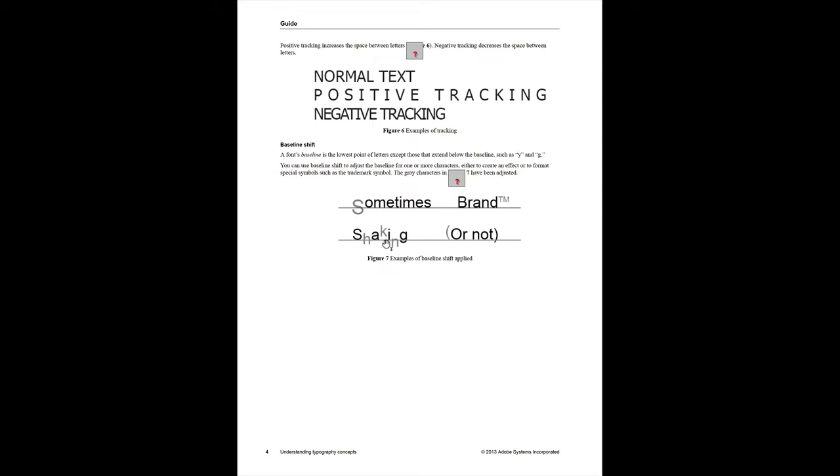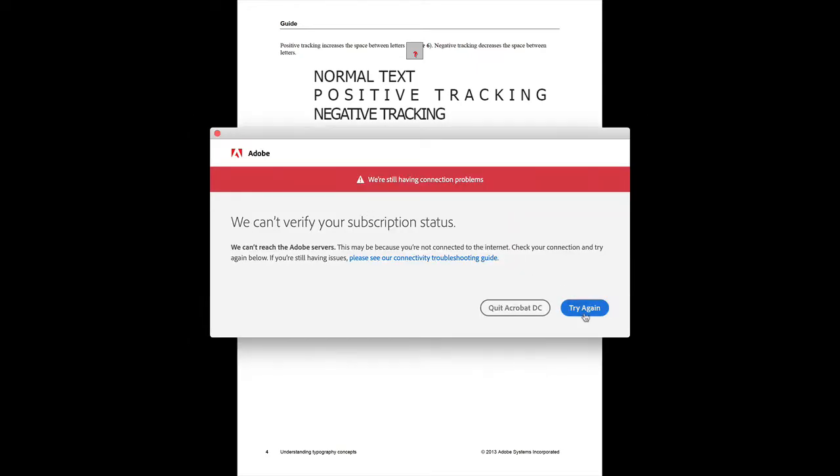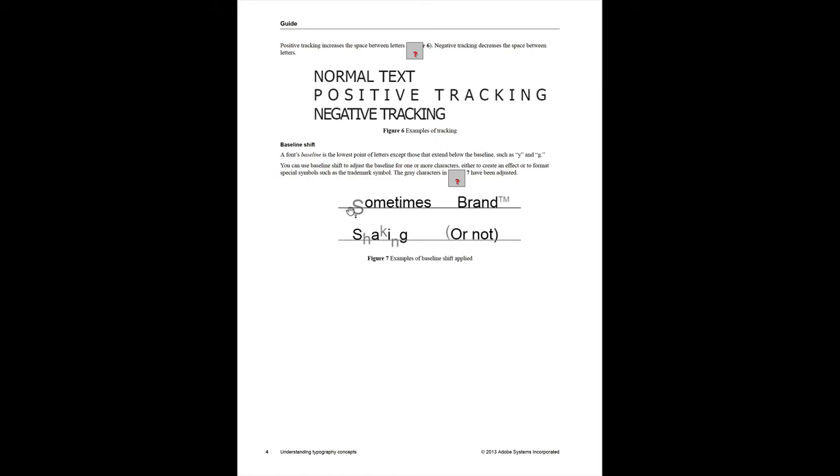And then baseline shift is basically when the type is sitting on a certain line, and then it goes all the way up or all the way down below the baseline.